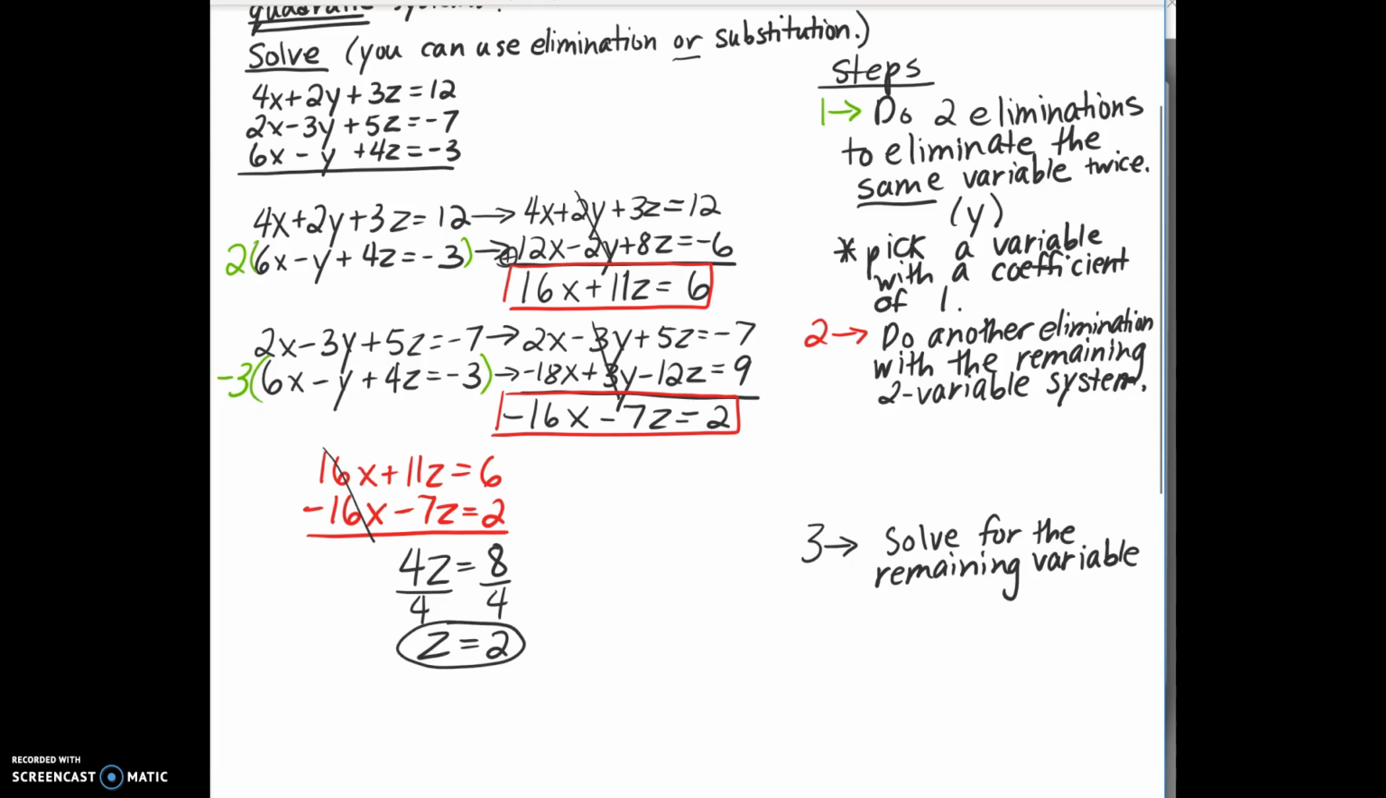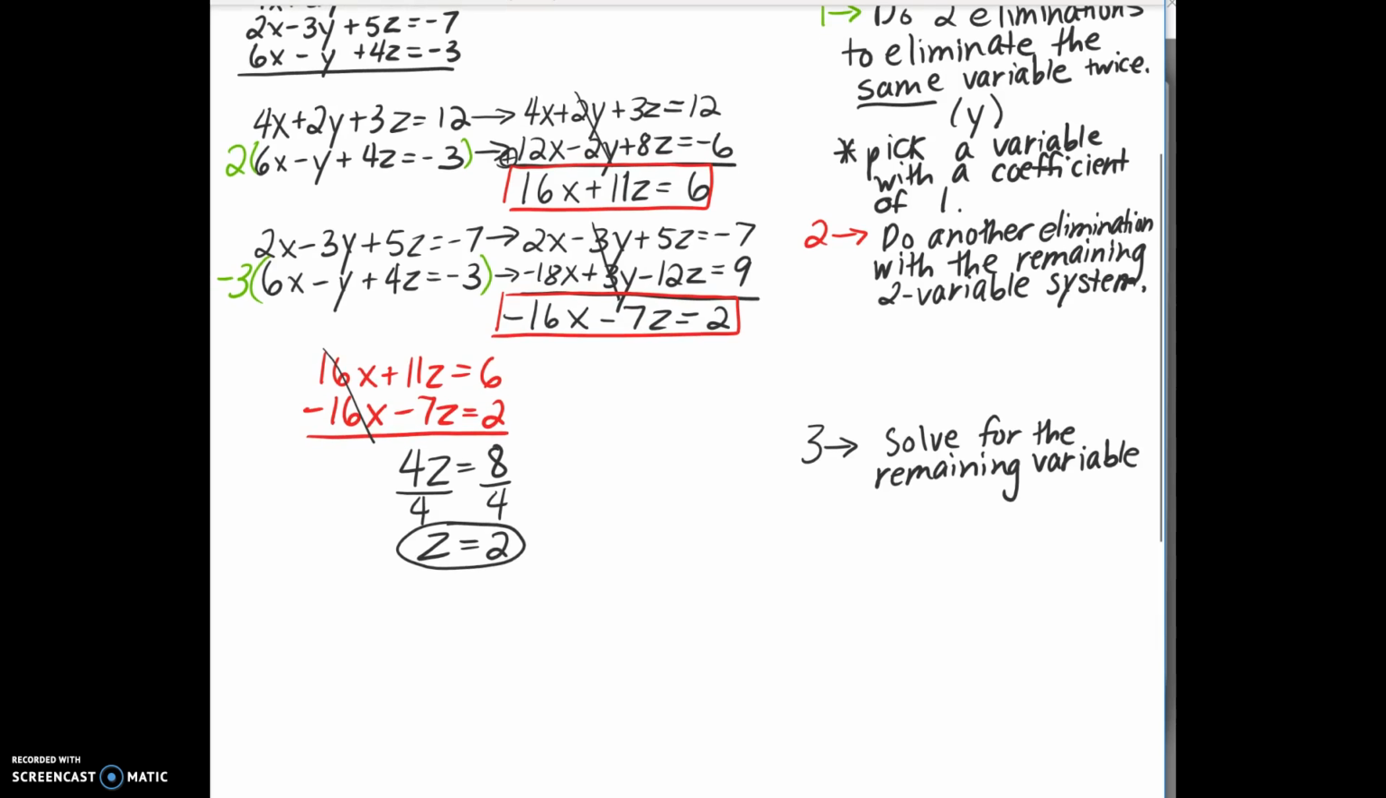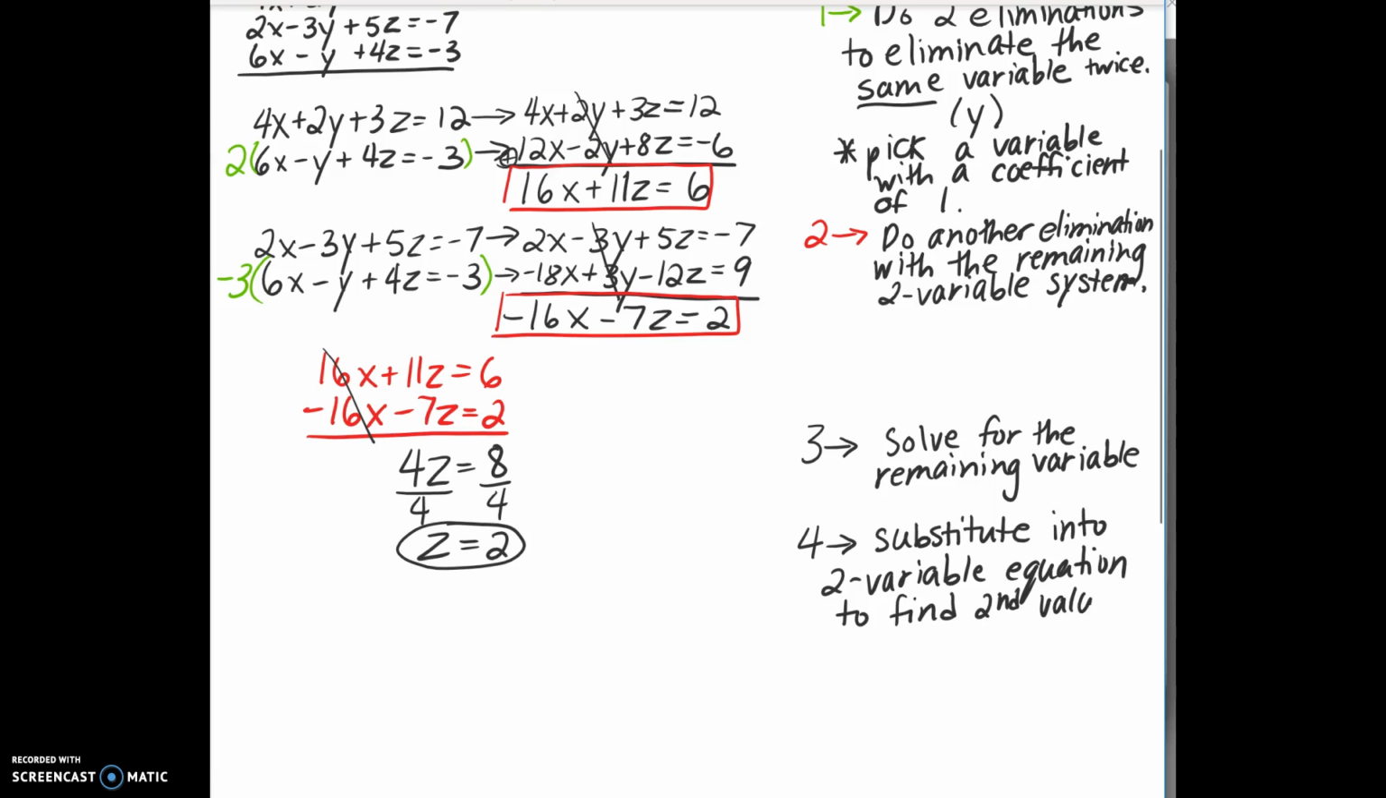And then we're going to take this now and we're going to substitute back in. Now we want to substitute into one of our red equations. And the reason we're substituting into a two-variable equation is to solve for one of the other variables. You can pick either one. I'm going to pick the second one, but it doesn't really matter.